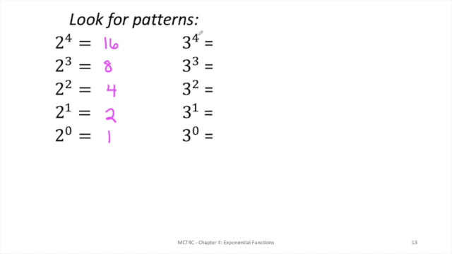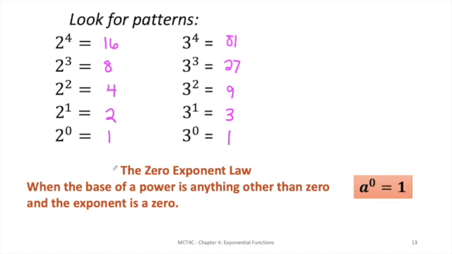Okay, let's go 3 to the 4. 81, 27, 9, 3. 3 divided by 3 would be 1. So if you notice, every time you get 2 to the 0 equals 1, and that is what gives you your 0 exponent law. When the base of a power is anything other than 0 and the exponent is 0, this is your rule, so you can simply write 1.